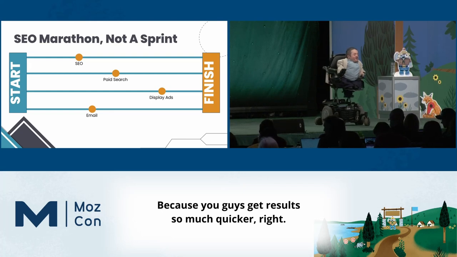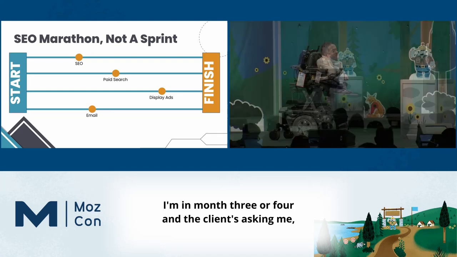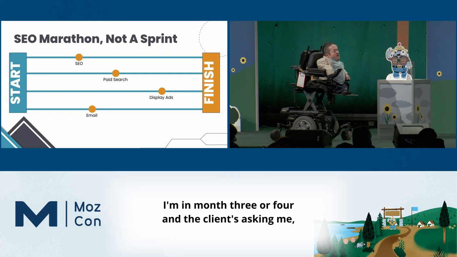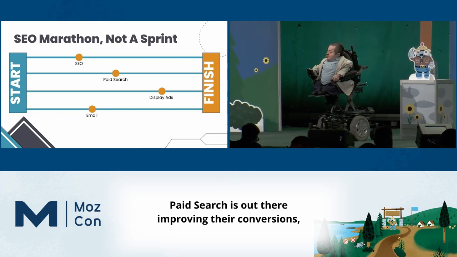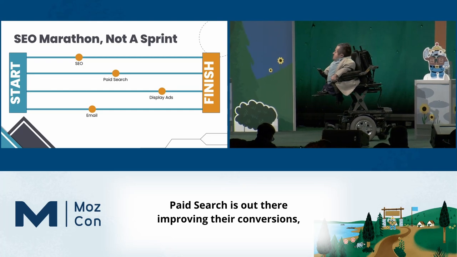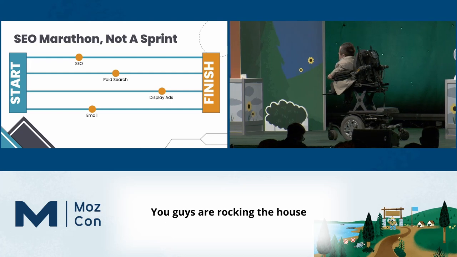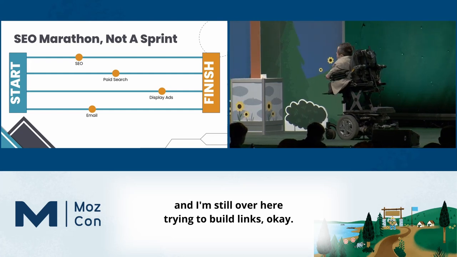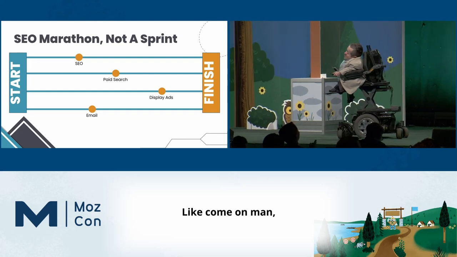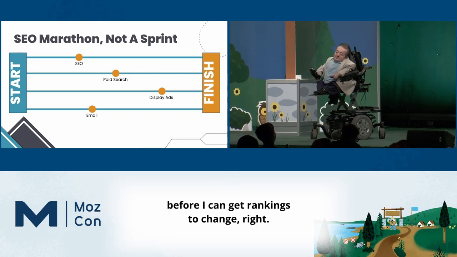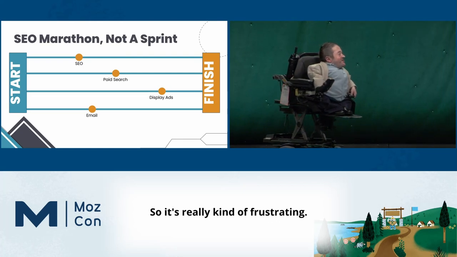Because you guys get results so much quicker, right? I'm in month 3 or 4, and the client's asking me, where are the results? Why have our rankings not changed? What's going on? Paid search is out there improving their conversions, improving their ROI. You guys are rocking the house, and I'm still over here trying to build links, okay? Like, come on, man. How many outreach emails do I have to send before I can get rankings to change, right? So it's really kind of frustrating.